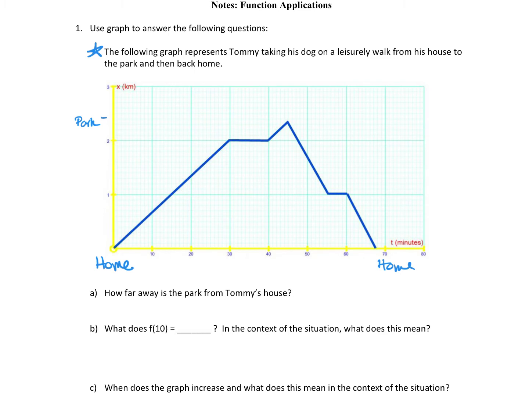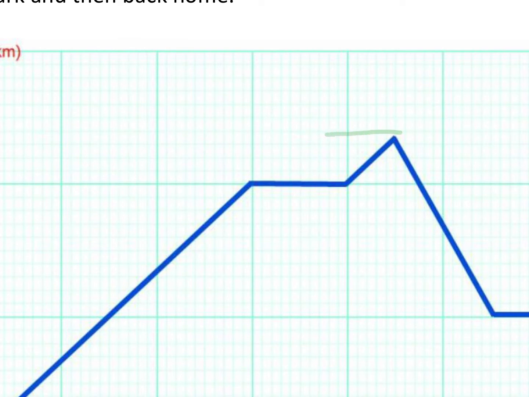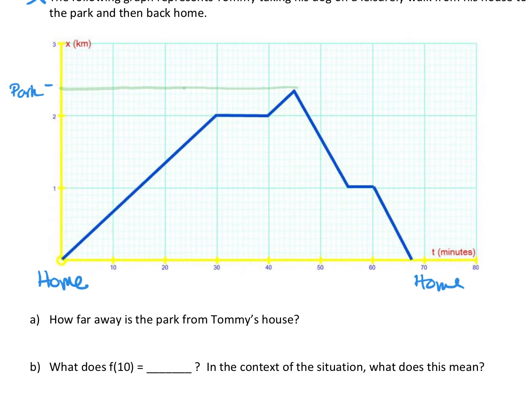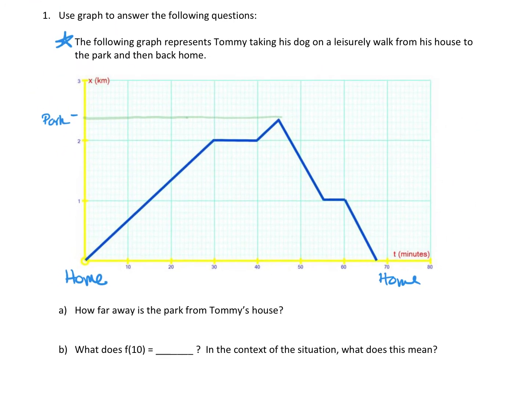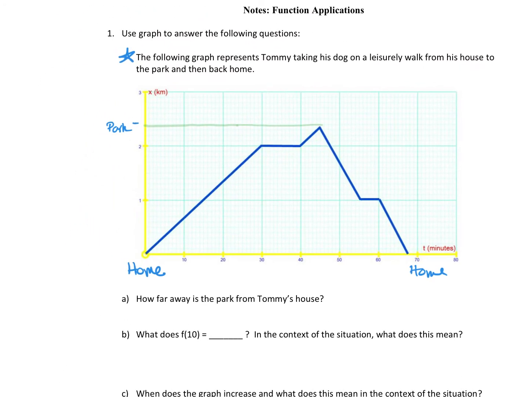So let's zoom in here. And it looks like this is about here. So I'm going to trace this back. 1, 2. So I'd say about 2.3, 2.4, something along those lines. And they are telling us this graph is in kilometers. So they're saying right here. So I'd say 2.3 or 2.4 kilometers.